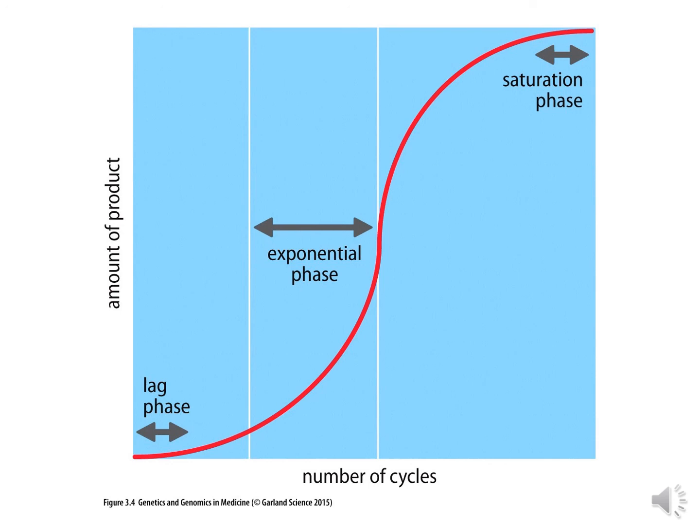With further cycles, the amount of product increases at first, but then tails off as the saturation phase approaches, when the reaction efficiency diminishes, as reaction products increasingly compete with the remaining primer molecules for template DNA.